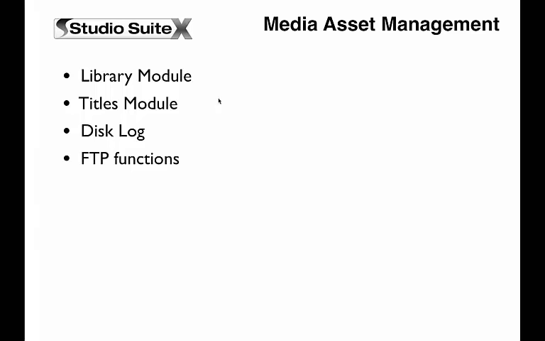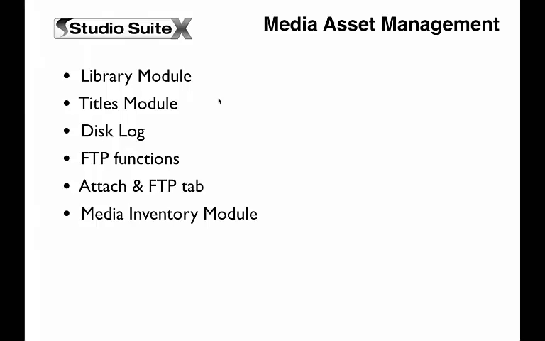So specifically, that means the library module, the titles module, which is a component of the library module, the disk log, which is also in the library module and also in the titles module, and the FTP functions that are related to those previous three modules. And then there's the attach an FTP tab, which is another kind of asset management that we're going to go over. And quickly, we'll get into the media inventory module, which is where your blank virgin stock, not your vault, your blank stuff doesn't have anything on it.